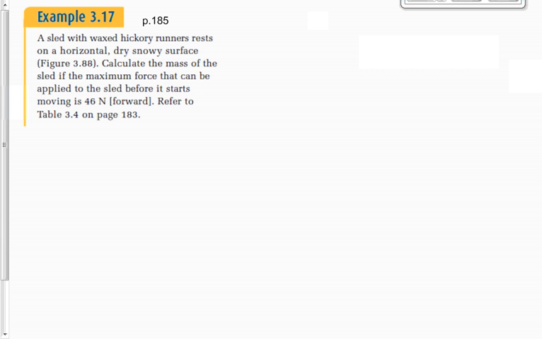That's what's important first, before we even look at givens or before we look at coefficients of friction here. Are we dealing with static or kinetic friction here? The maximum force before it starts moving is 46 newtons. That's the maximum force of static friction that we have given to us.